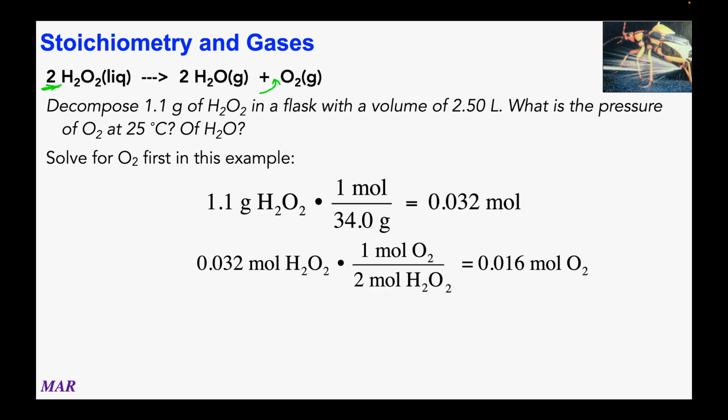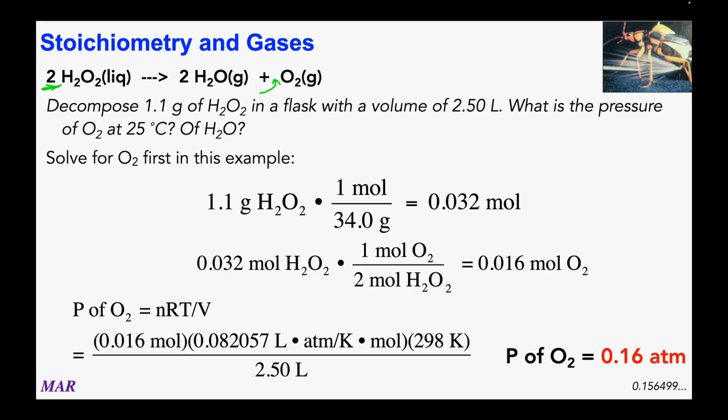And in this problem, we want the pressure of the oxygen. So P equals nRT over V. N in this case is going to be the moles of our gas, 0.016. R, 0.082057 liters atmospheres per mole Kelvin. Temperature in Kelvin, 298 Kelvin, don't use Celsius, and the flask is 2.50 liters. So when you figure out the pressure then, pressure 0.16 atmospheres. So that's the pressure released when this much hydrogen peroxide decomposes.